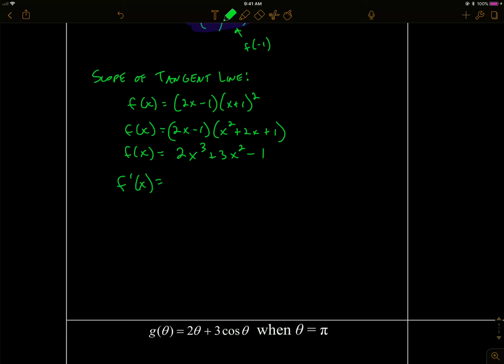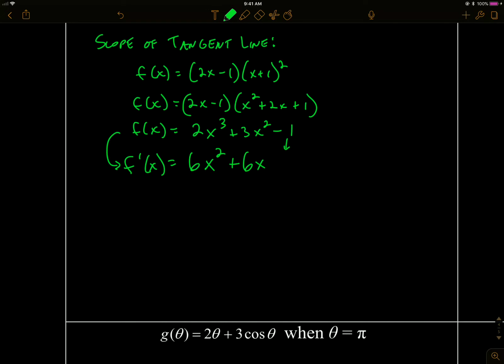So now I can do the derivative. Notice the change in notation from here to here. Power rule, 3 comes down, multiplies by the 2. Recopy the x, reduce the power by 1. 2 comes down, multiplies by the 3. Recopy the x, reduce the power by 1. The derivative of a constant is 0. I don't need to show that. So there's my derivative. So now to find my specific tangent line, I can plug negative 1 into it.